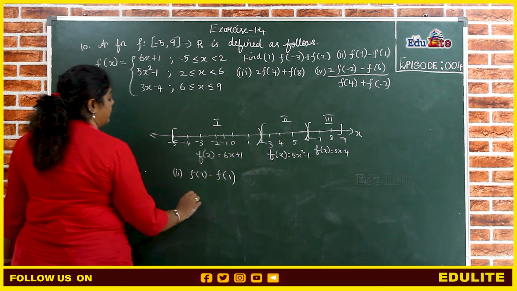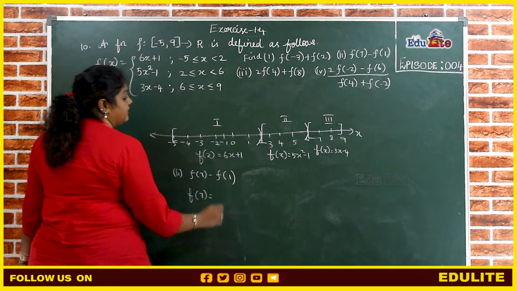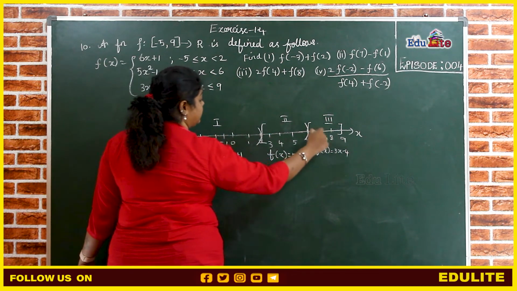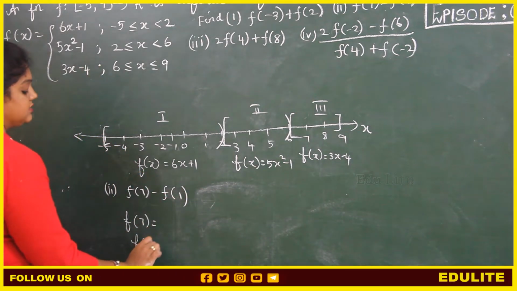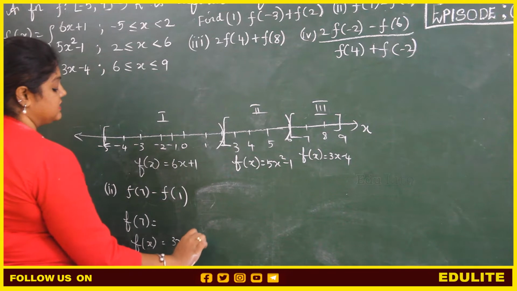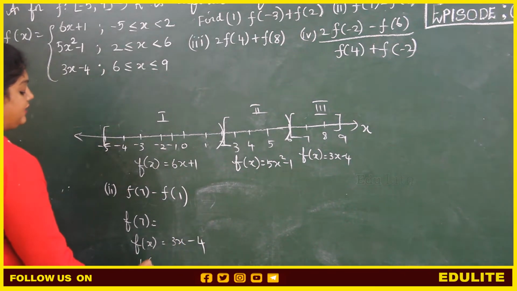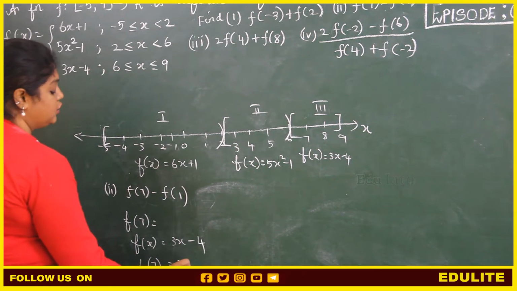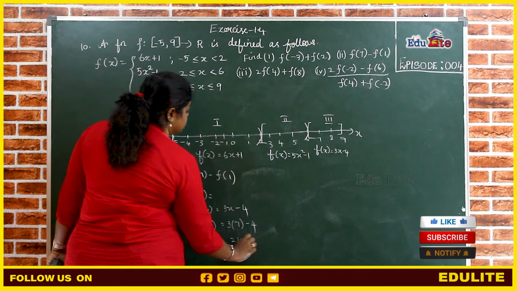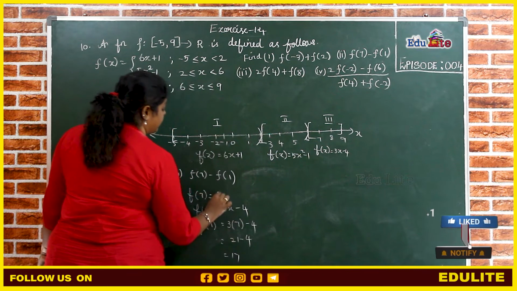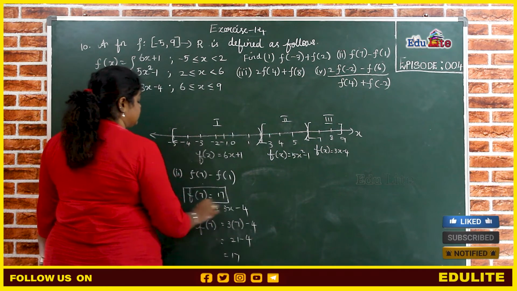We will find one by one. To find f of 7, the value of 7 lies in the third interval. To find f of 7, we should use the third interval. Therefore, f of x is equal to 3x minus 4. We have to substitute the value of x as 7. Therefore, 3 into 7 minus 4, 21 minus 4, which will give us 17. f of 7 is equal to 17.